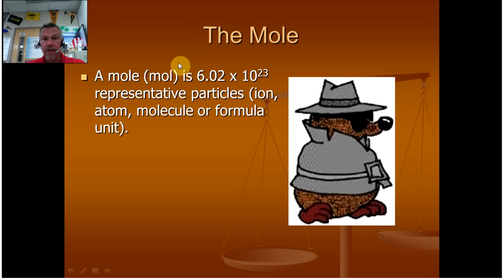So here's our definition. A mole, which is abbreviated mol, and frankly that's not the most spectacular abbreviation ever since you're really only losing one letter, but whatever. A mole is 6.02 times 10 to the 23rd representative particles, and when I say that, I mean things. 6.02 times 10 to the 23rd things. And a thing can be an ion, or an atom, or a molecule, or a formula unit, but it could also be a grain of sand, or a star in the sky.